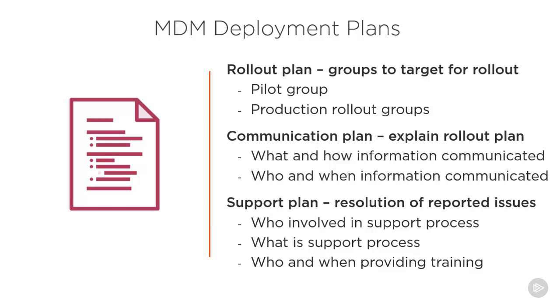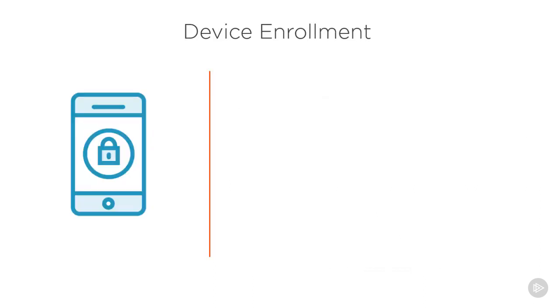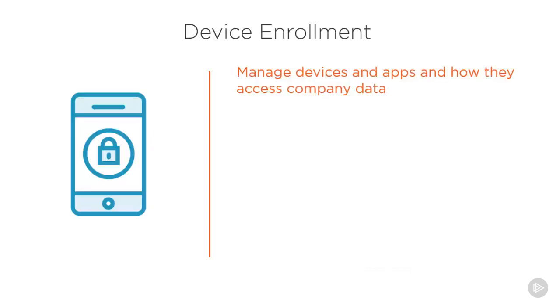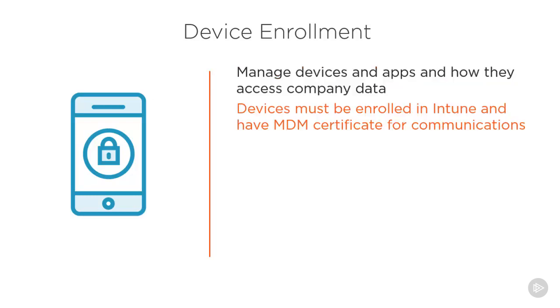Now, I mentioned earlier that our users need to enroll their devices. So let's talk a little bit about device enrollment. Device enrollment allows you to manage your devices as well as the apps and how they access your company data. Remember, we have BYOD, which means they have their own personal information on there, and they may now have some company data. How are we going to manage that? Your devices must be enrolled in Intune, and they must have an MDM certificate for communications. So in order for us to even begin the use of device management, or MDM, we have to make sure the devices are enrolled in Intune and they have to have an MDM certificate.